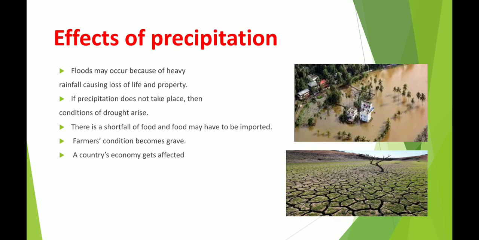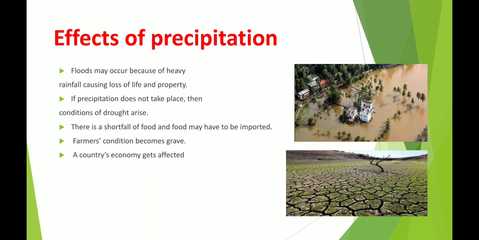Okay. See next now. The last point is the effects of precipitation. There are many effects of precipitation. The main source of the potable water available on the earth is because of the precipitation. Excessive rainfall is destructive. Floods may occur because of heavy rainfall, causing loss of life and property. Many people also die, crops are also destroyed, and destruction of properties also occurs.